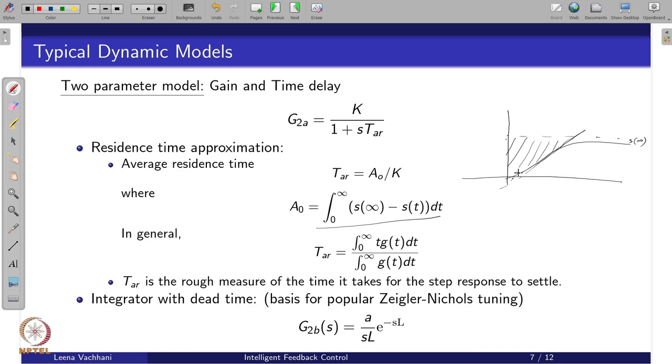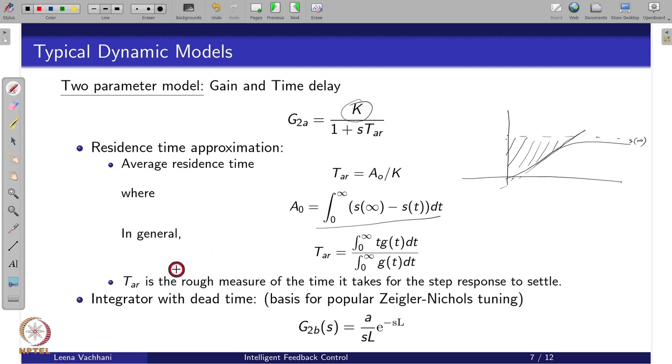So it is a better idea to consider this area identification and then finding the time constant of the system. K is coming from the static model itself, static model identification itself. So in general, I should be able to write this average residence time as integral 0 to infinity t g(t) dt upon integral 0 to infinity g(t) dt, which is nothing but the gain k.